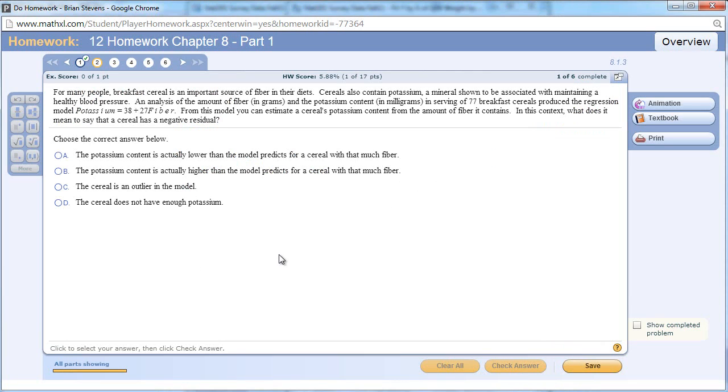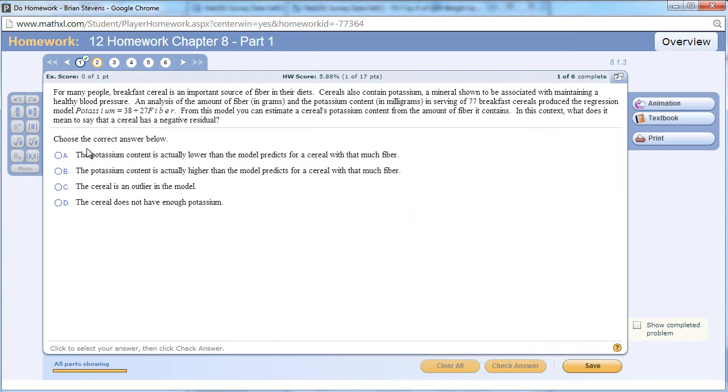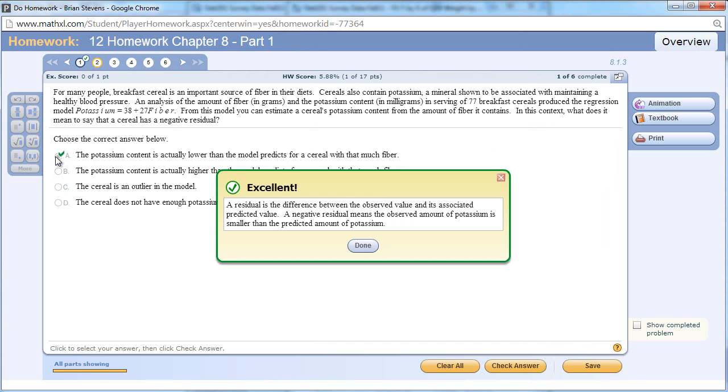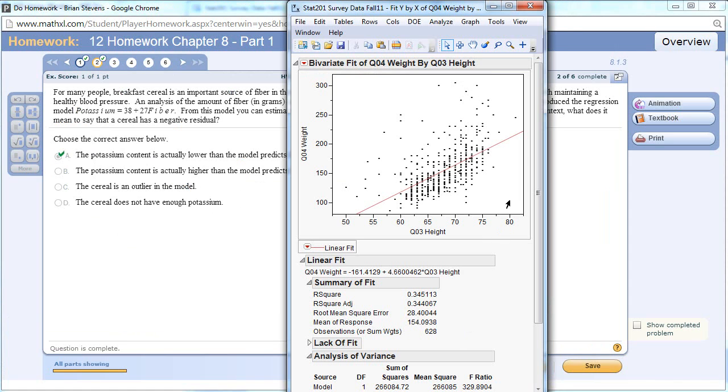The potassium, so when we look at a negative residual, we would actually be predicting, and let's look at the JMP output again to confirm. A negative residual means that we predicted too high, that the actual is lower. So the actual potassium content is lower than what the model predicted. Once again, let's look at that. In this instance, we're right here. The actual value is lower than what we predicted, just like this.